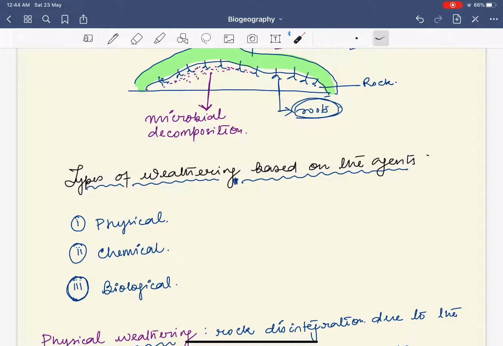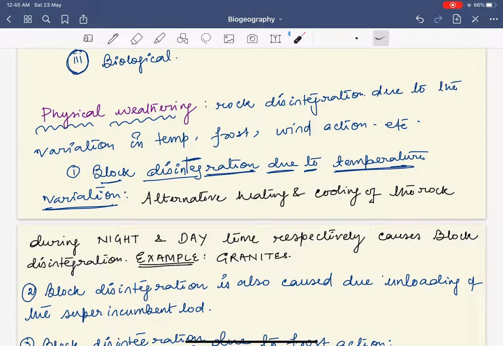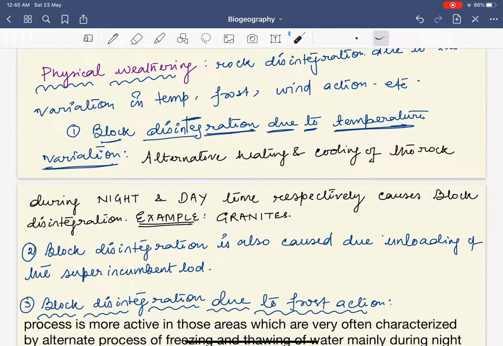Next, let us understand the types of weathering based upon the agents. Based upon the agents, the types of weathering are physical, chemical and biological. Next, within the physical weathering, you know that it is your running water, glacier, wind. Next, let's move on. Rock disintegration due to the variation in the temperature, frost and wind action, etc. See, block disintegration due to the temperature variation.